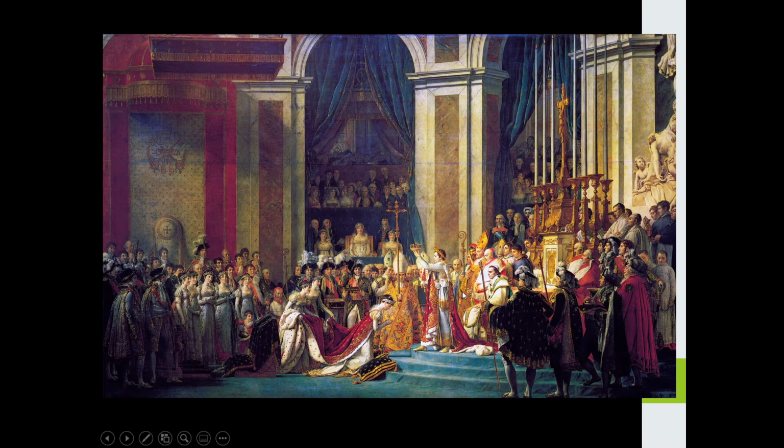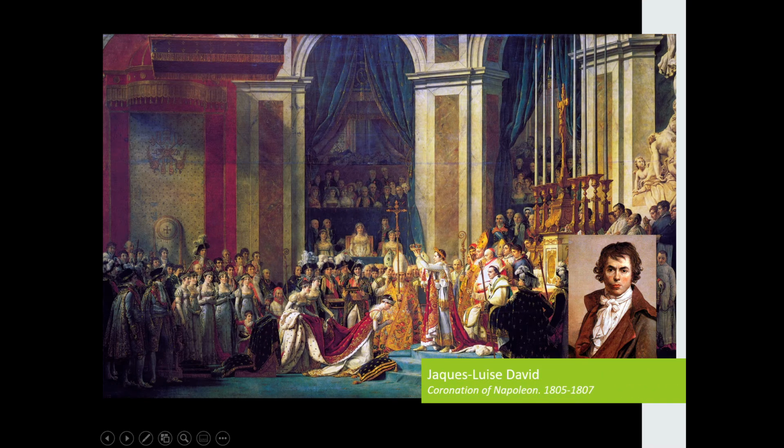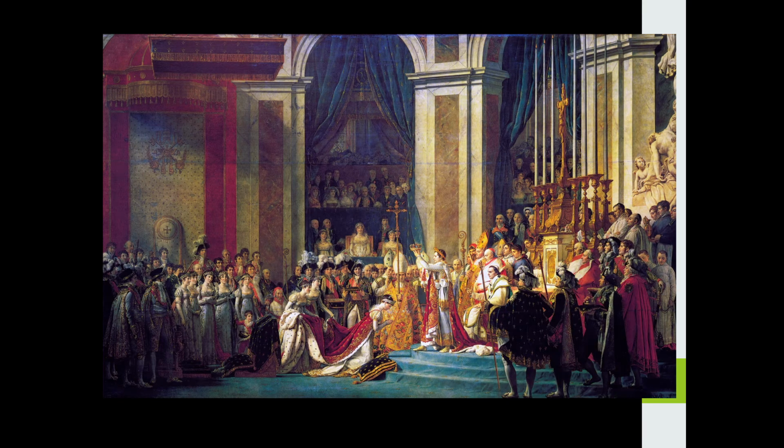So this is a painting by Jacques-Louis David, and this is the coronation of Napoleon. In this image, you can see Napoleon has already been crowned as the emperor, as the person in charge. He is about to give the crown to his wife.